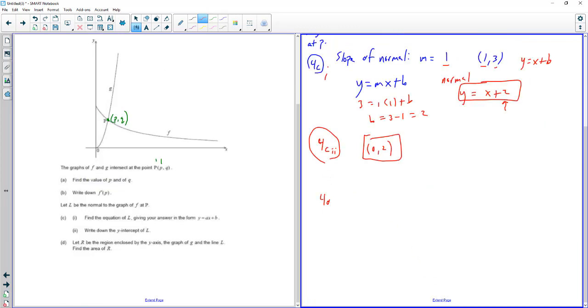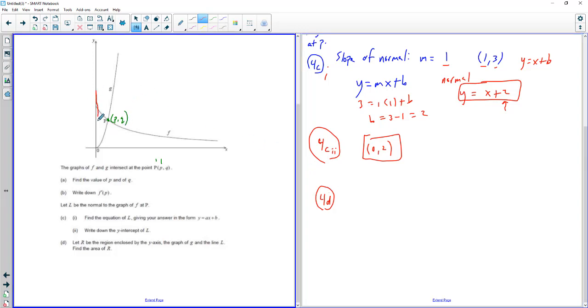4D. Let R be the region enclosed by the y-axis, the graph of G, and the line L. Find the area of R. Okay, so it's enclosed by the y-axis, the graph of G, which I have, and the line L. We don't see the line L, but we're going to draw it.